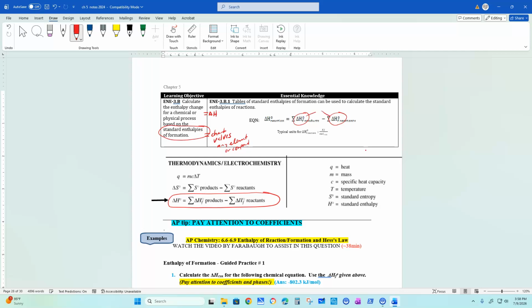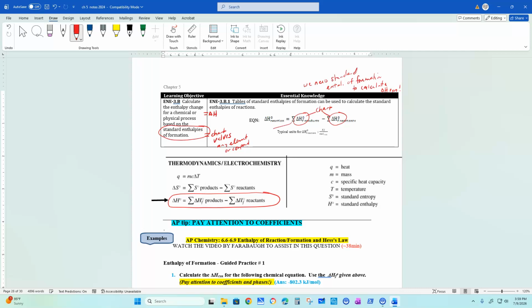Well, these values come from the chart. We need the standard enthalpy values of formation to calculate delta H reaction. Okay, so what we do is we take all of the values added up for the products and we subtract all of the values for the reactants.